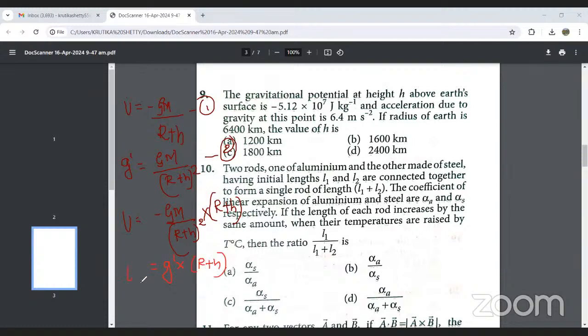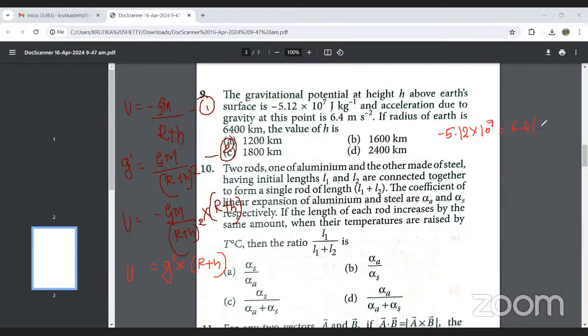R plus H, which is equal to U. So can you see now, students, the gravitational potential energy is given, the acceleration due to gravity is given, R value is given. You just need to calculate the value of H. So U value is minus 5.12 into 10 raised to 7, plus H. So keep H as it is.